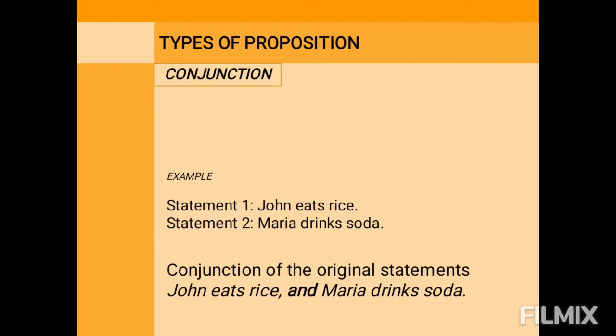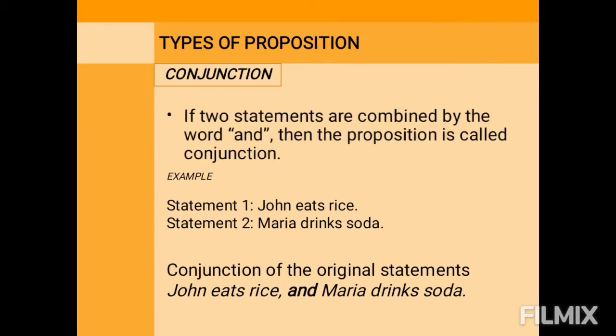And what will be the conjunction is, if two statements are combined by the word and, then the proposition is called conjunction. So it's easy to remember that when you're dealing with conjunction, those statements are being combined by the word and. That's why we have an example here. John eats rice and Maria drinks soda.